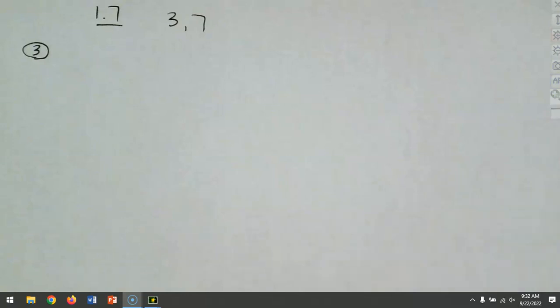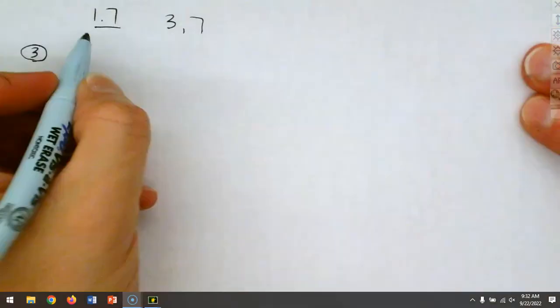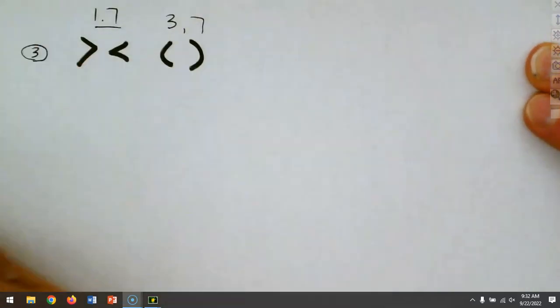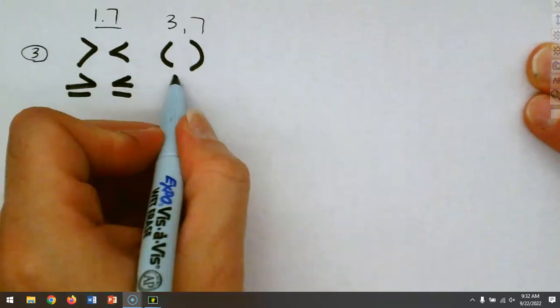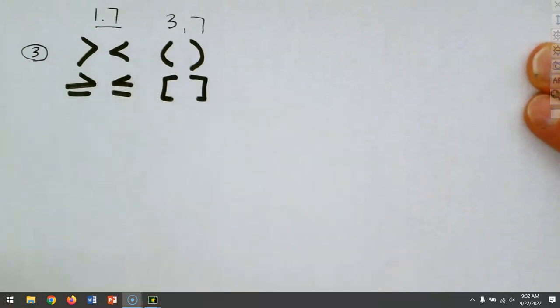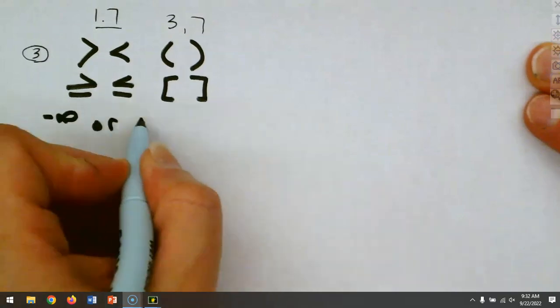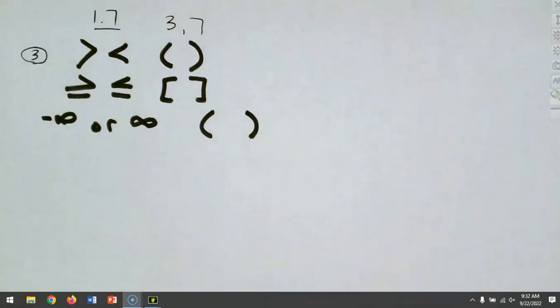Inequalities and how they work. Inequalities are going to have to be graphed on a number line. And just so we remember how the signs go, strictly less than and strictly greater than get parentheses. Greater than or equal to and less than or equal to get square brackets. Negative or positive infinity get parentheses. So that's just a quick review before we begin.